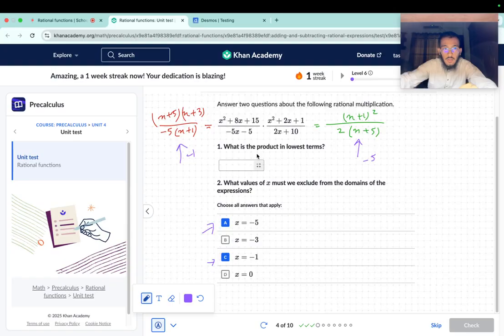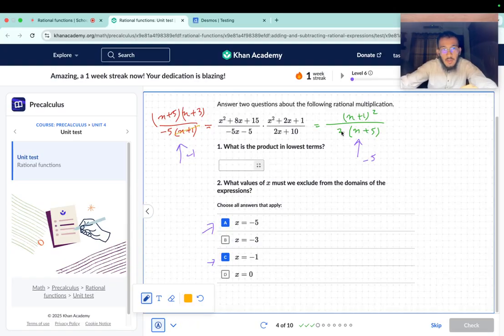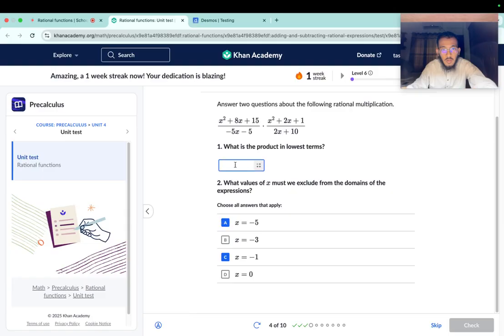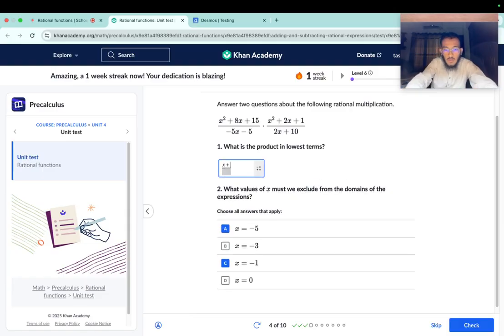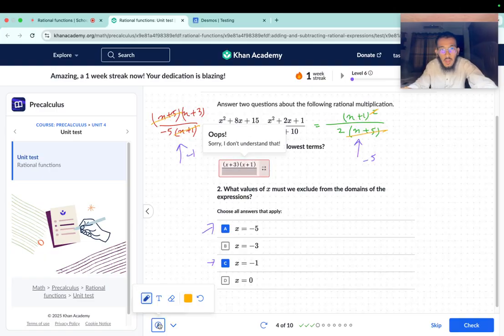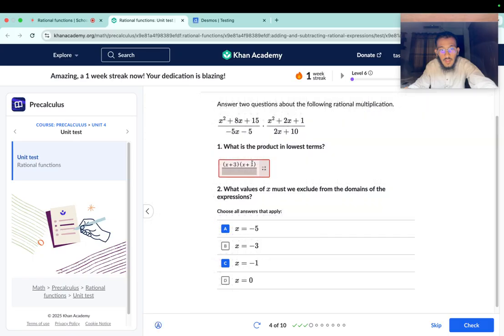As for the product in lowest terms, we can cancel out x plus 1 here and here, and we can cancel out x plus 5. So in the numerator, we have x plus 3 times x plus 1, and in the denominator, we have negative 5 times 2, which is negative 10. So that should be our answer.